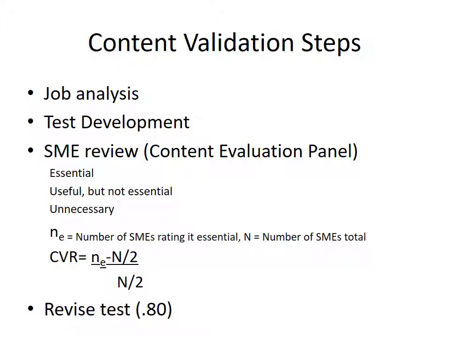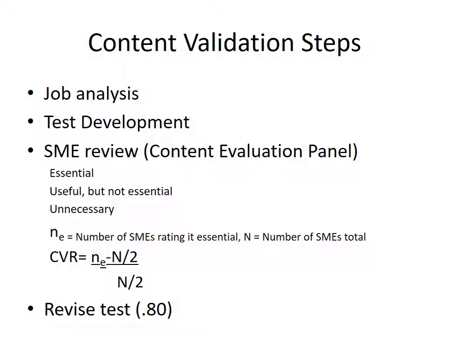So, content validation steps. In organizational psychology, we always start with the job analysis, whether to tell us what needs to be used as a predictor or to indicate what we need to measure for performance. The test development panel is what we're going to start with, and that test development process is actually creating the test and creating that initial content, so generating all those items. We're then going to have an SME review, subject matter experts, or content evaluation panel, and they're basically going to be asked whether or not something is essential, whether it's useful but not essential, and whether it's unnecessary. So every subject matter expert is going to go through every item and rate it as one of these three categories.